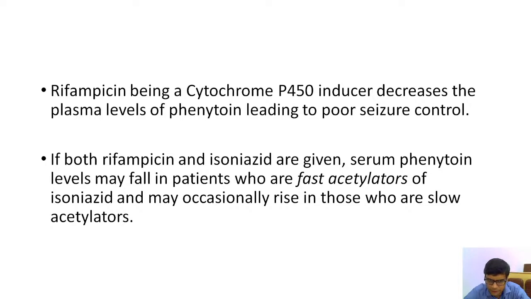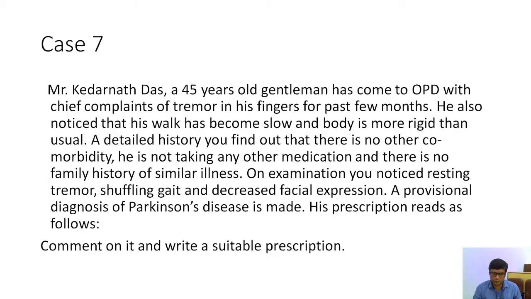Serum phenytoin levels may fall in patients who are fast acetylators of isoniazid and may occasionally rise in those who are slow acetylators. You already know this acetylation concept. This acetylation shows some genetic heterogeneity in the population in general. They can be fast acetylators and slow acetylators, and thereby metabolism of isoniazid can vary in the population. So interactions like these you have to take into account.